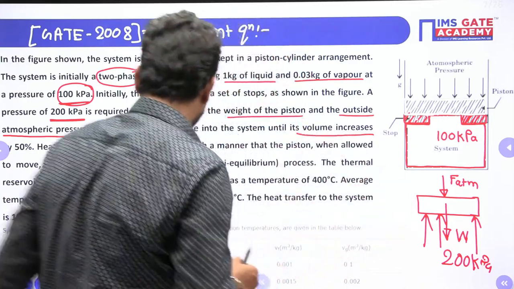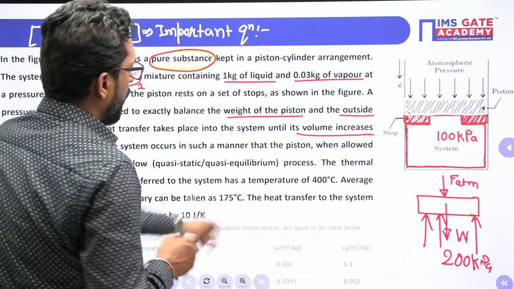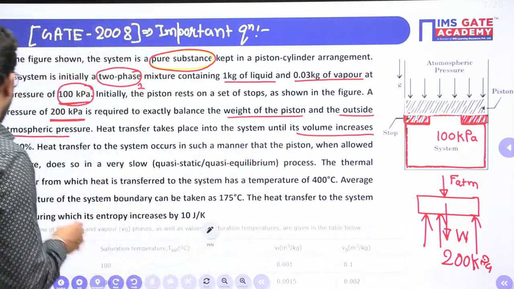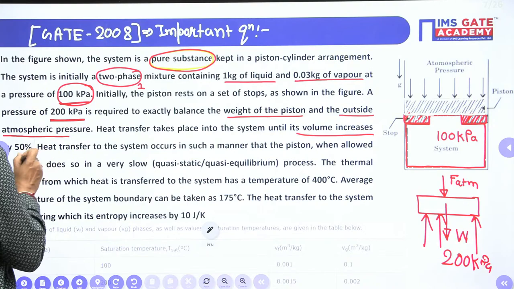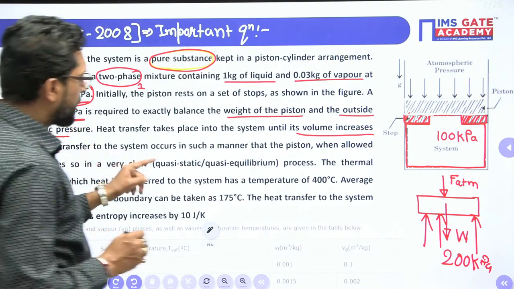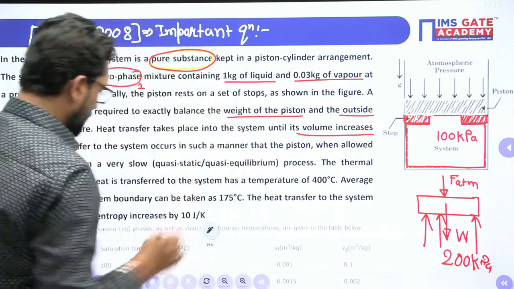So what is that, beta? See the beauty, volume will increase, up to 50%. Heat is transferred to the system, right? Okay. First, we draw this one.